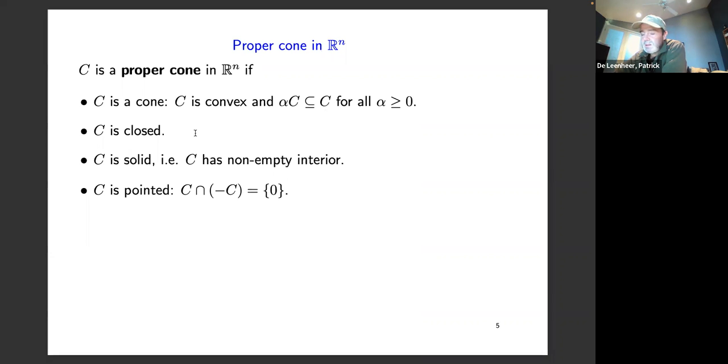It's a closed set, so topologically, it's a closed set. It's solid, another topological property, meaning it has non-empty interior. And it's pointed, meaning that the intersection of the cone with its reflection, negative C, which is just a reflection of the cone with respect to the origin, consists only of the zero vector.